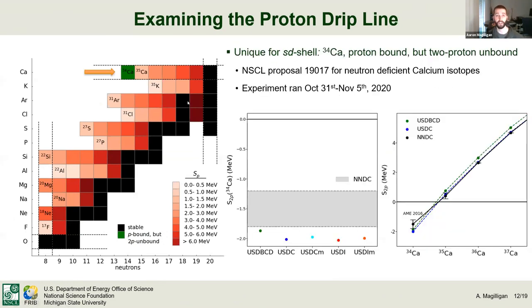And then additionally, we have a unique case in the SD shell, calcium-34, which is bound to proton emission, but unbound to 2 proton emission. We helped calculate or predict some separation energies for an NSCL proposal on neutron deficient calcium isotopes, and that experiment was accepted and ran just this past October. It was one of the last experiments at the coupled cyclotron facility, so that's exciting, and hopefully we get something interesting out of that to compare to our results.